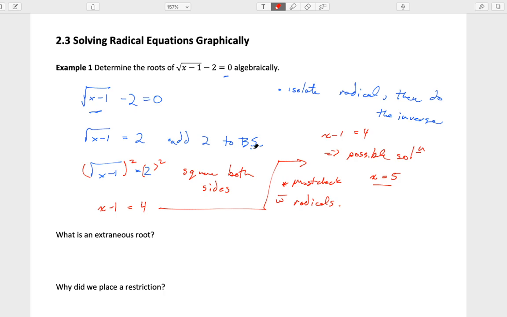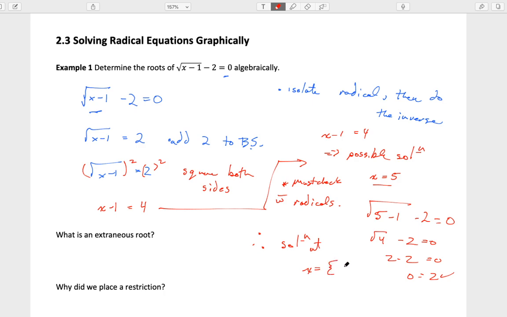So now I must check, so I'm going to have to plug this back in. So the square root of x minus 1, we think that x is 5. 5 minus 1, subtract 2, is that equal to 0? So the square root of 4 minus 2 is equal to 0. So 2 minus 2 is equal to 0, so 0 is equal to 0. Check. So this is no longer a possible solution.